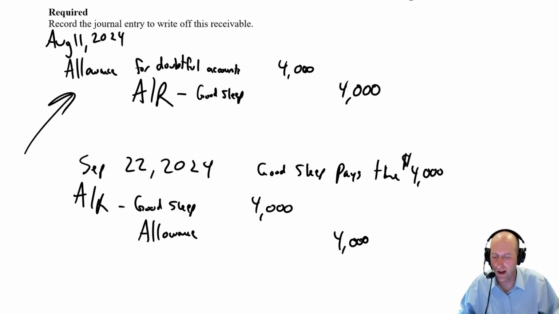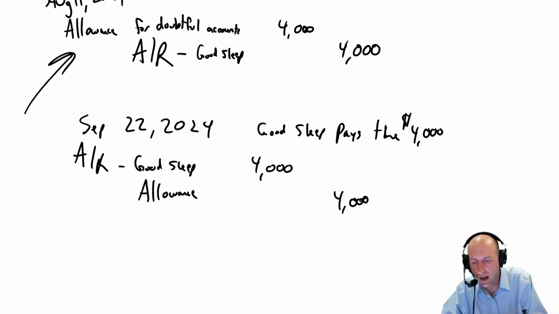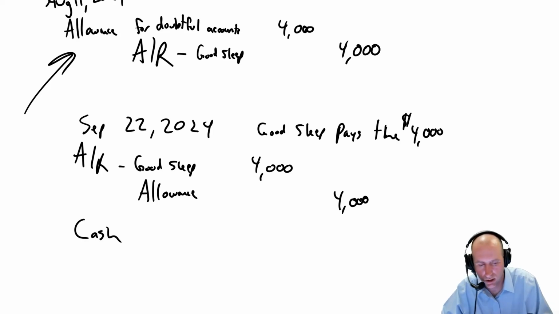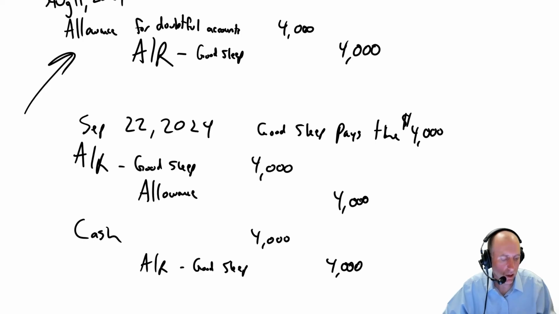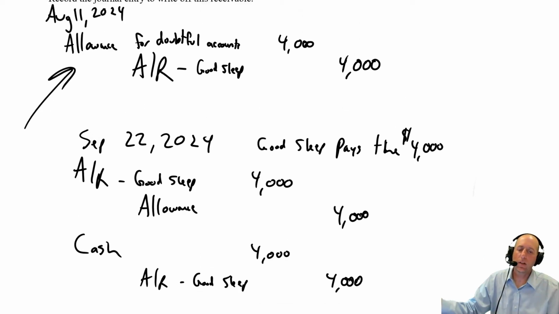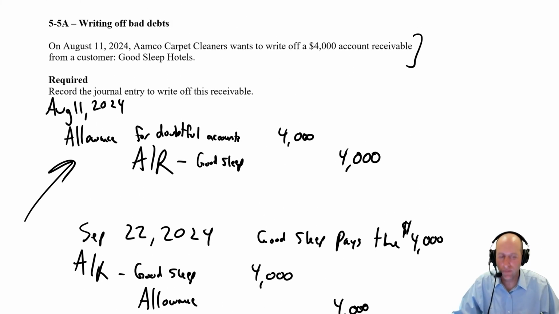I still have that. And then at the same time, I'm just going to pretend like it's a normal AR collection. Debit cash, $4,000, credit AR, Good Sleep, $4,000. So a nice situation to happen, a little bit of bonus coverage for you, a very nice thing when it happens.